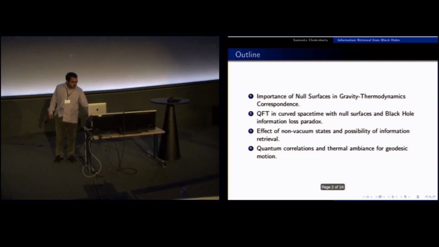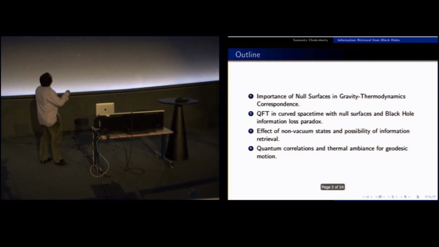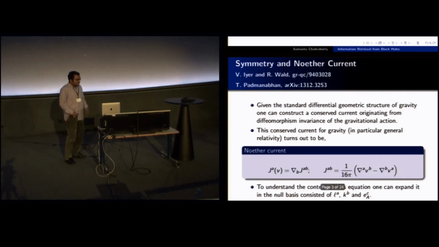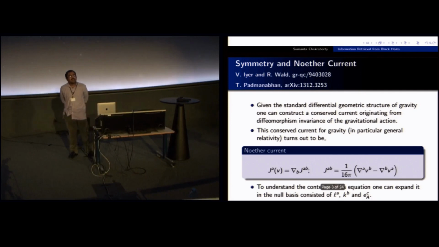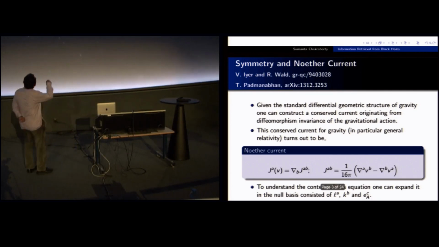So let us start with symmetry and Noether current, from a very basic perspective. Given the standard differential geometric structure of gravity, it's possible to construct a conserved current which originates from the diffeomorphism invariance of the gravitational action, and it turns out that it is a very simple structure. Essentially what you have is a current J^{AB}, which is called the Noether potential, an antisymmetric combination given this vector field V^A, the diffeomorphism vector field. And what you do, you take one more derivative of this quantity and get a particular current.